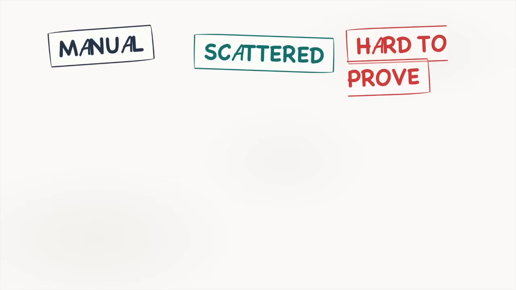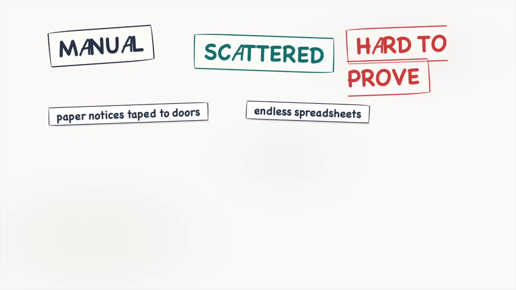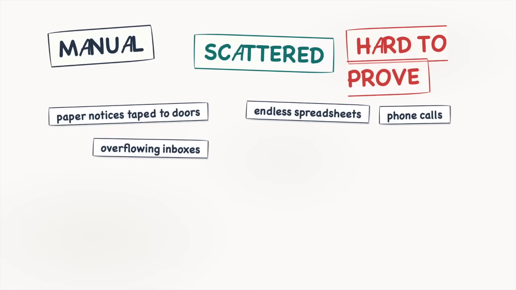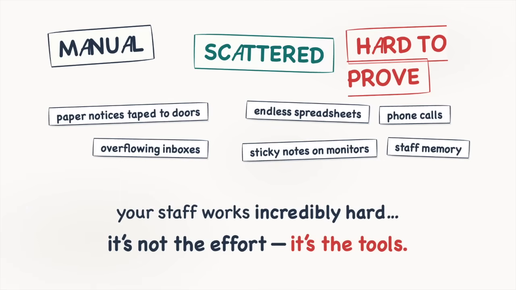We are talking about paper notices taped to doors, endless spreadsheets, a barrage of phone calls, overflowing email inboxes, sticky notes attached to monitors, and sometimes just relying on staff memory to remember who needs what. Your staff is working incredibly hard, but they are completely hindered by their tools. It's not a lack of effort that causes communication to slip through the cracks, right? It's the chaotic, disjointed systems they are forced to use.